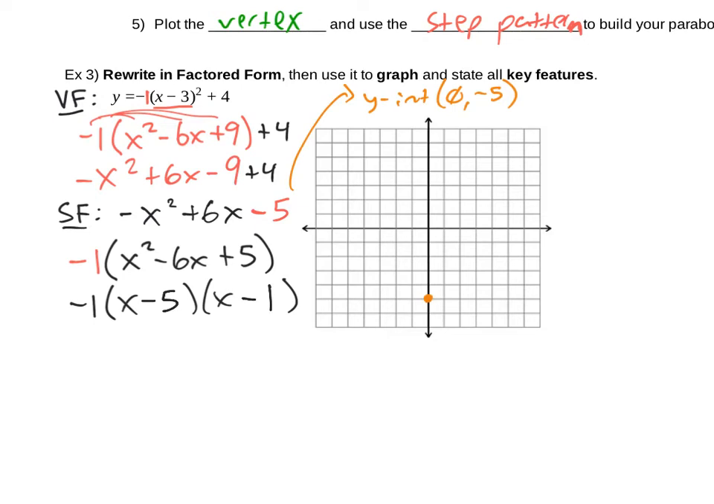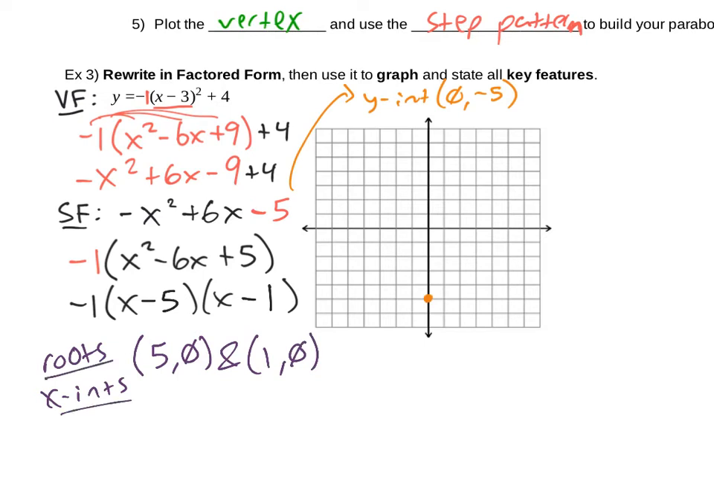All right, so now we could finally identify what? That's right, the roots, the x-intercepts. Okay, so what are they going to be? 5. Very good. The opposite of what we see there. So we have our roots, the x-intercepts. We have our y-intercept. Let's go ahead and plot our roots.